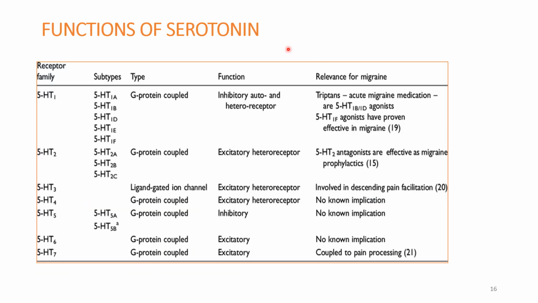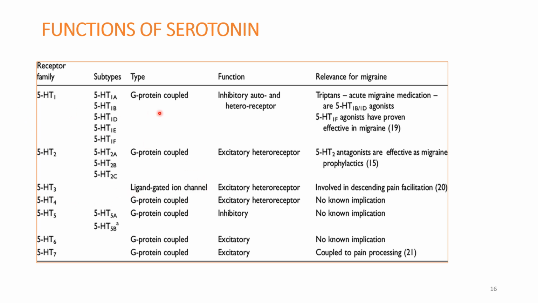What are the functions of serotonin? It will act on all these receptors. So 5-HT1 to 5-HT7 receptors. So 5-HT1 again has subtypes A, B, D, E, F. They are G protein coupled receptors. So all these receptors except 5-HT3 are G protein coupled receptors, so metabotropic receptors. Only 5-HT3 is a ligand gated ion channel.